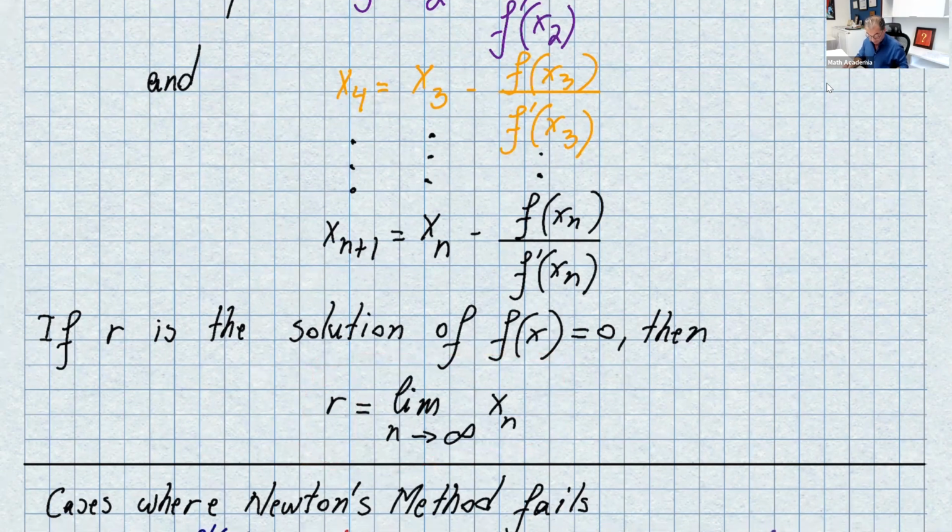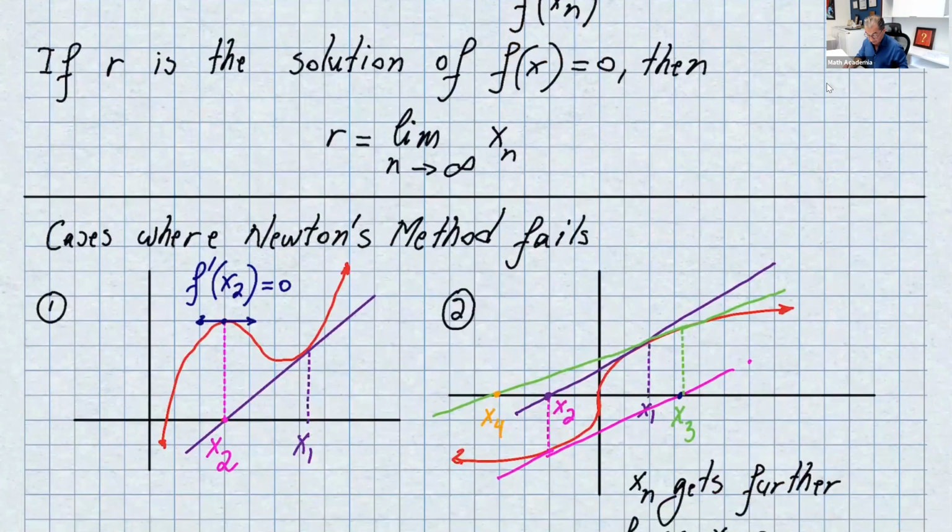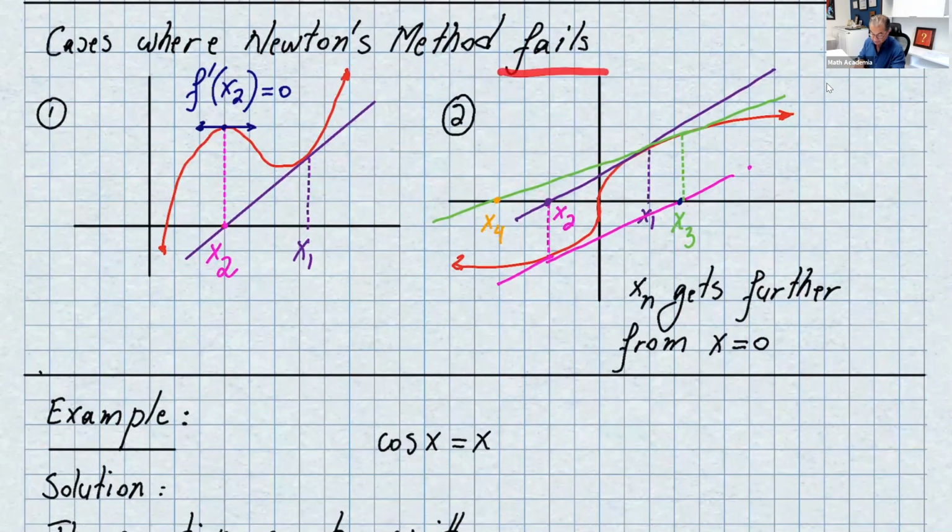Now, as I said, Newton's method doesn't work all the time. Sometimes it fails. Graphically, it's very easy to see where it fails. If I start with x1, case number 1 here, and extend that tangent line to the x-axis, we notice that f prime of x2 is 0. So the denominator will be 0, so it's going to be undefined, and we can't continue our iterations.